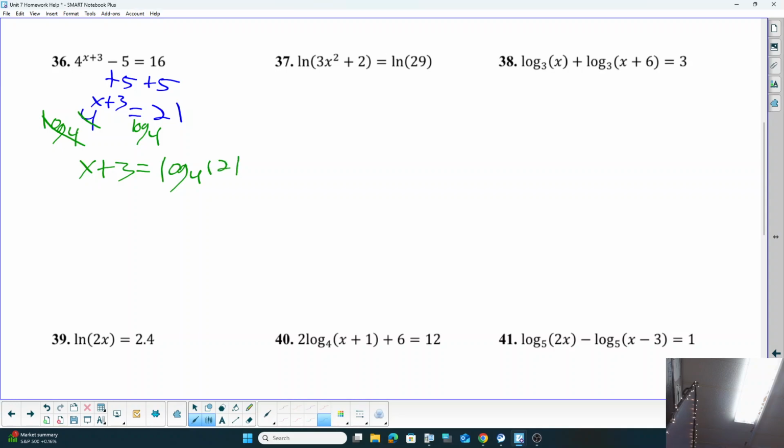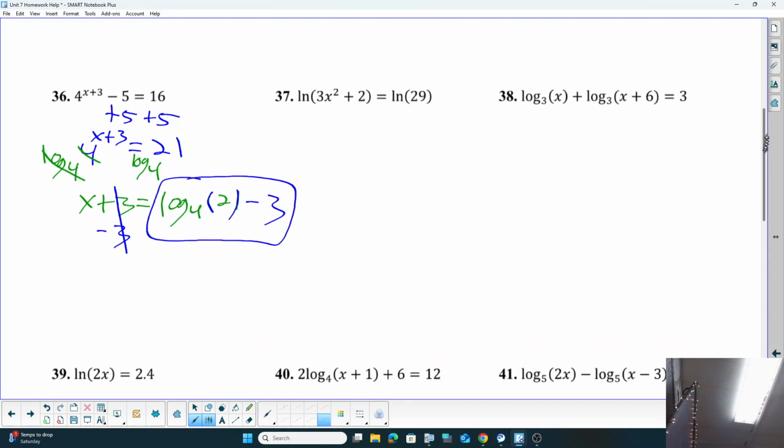And then what do we do to the other side? We minus 3 to the other side. Now be careful, because log base 4 of 21 is its own number. So don't do 21 minus 3. So that'll just be our answer.